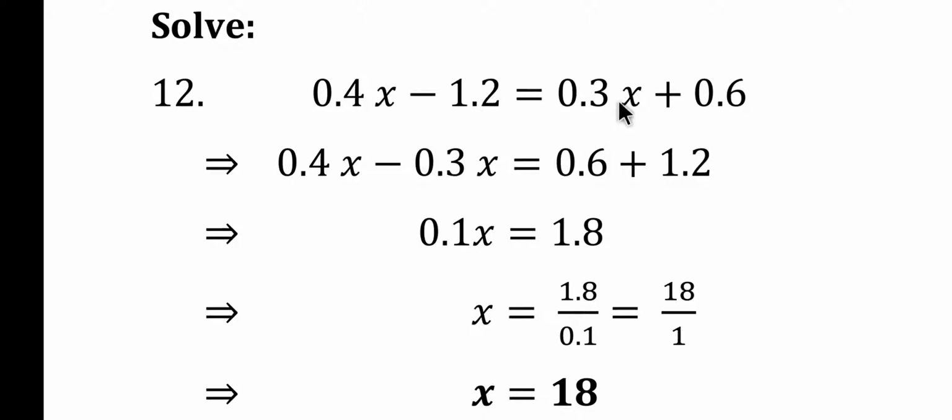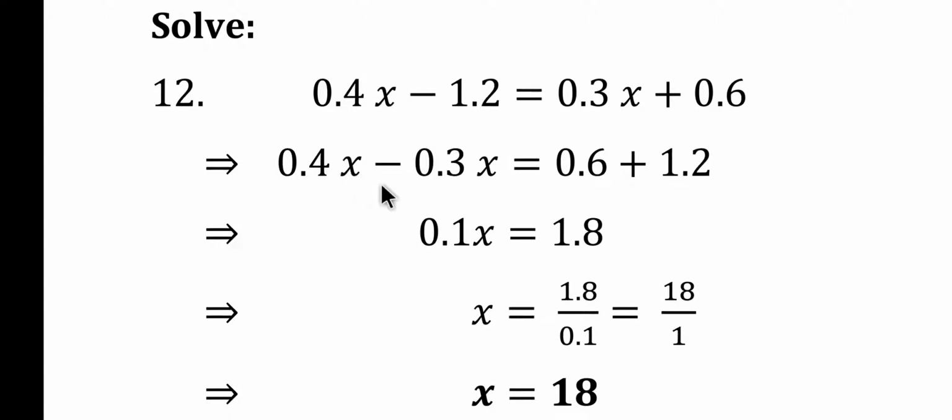So in the next step, we'll move this term with x on the left hand side. So we get 0.4x minus 0.3x, which is equal to 0.6, and this 1.2 from the left hand side comes towards right. So its sign from minus changes to plus. So 0.4x minus 0.3x equals 0.6 plus 1.2.